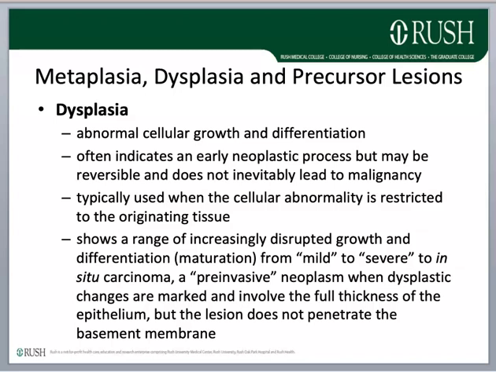This term is typically used when the cellular abnormality is restricted to the originating tissue. So probably the most well-known example is the presence of dysplasia in the uterine cervix, which is associated with HPV infection and serves as an indication of neoplastic transformation of these cells by HPV, human papillomavirus, but at least in mild and sometimes in moderate or even severe cases of dysplasia, it can still be reversible.